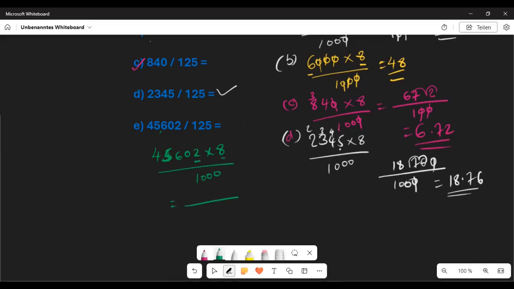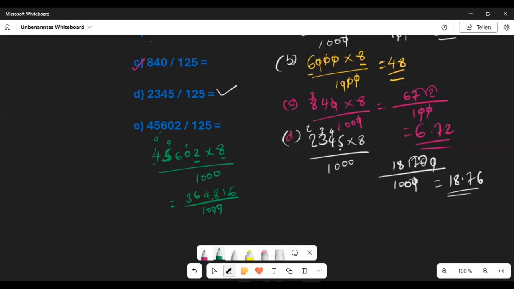8 multiplied by 2 is 16. Then, of course, 8 multiplied by 0 is 0, so 16 remains. And 8 multiplied by 6 is 48. So we write 8, carry 4. 8 multiplied by 5 is 40, plus that one gives us 44. So we write 4, and we still carry 4. 4 multiplied by 8 is 32, plus 4 is going to give us 36. So you see now we have 364,816. Now divide that by 1,000.